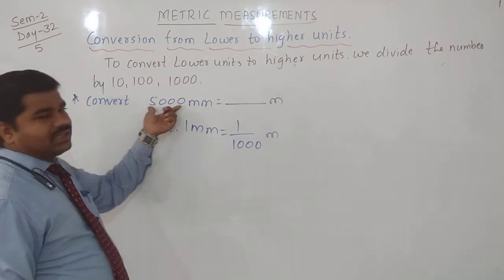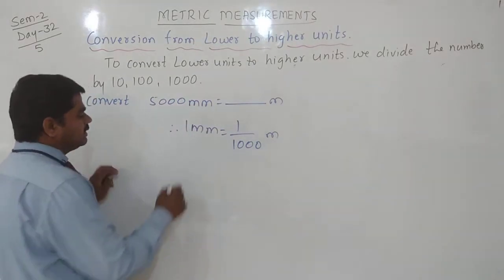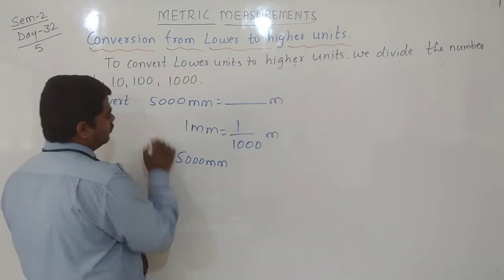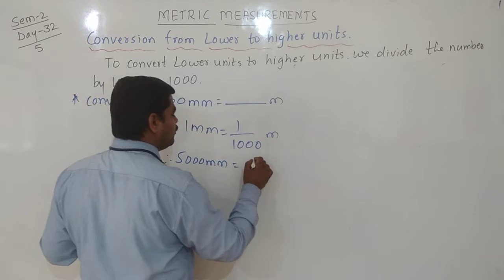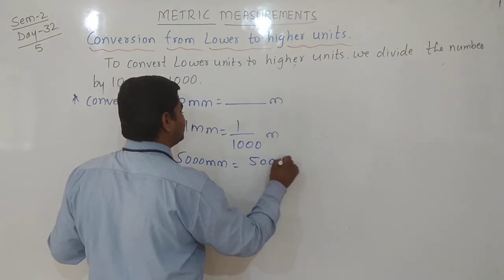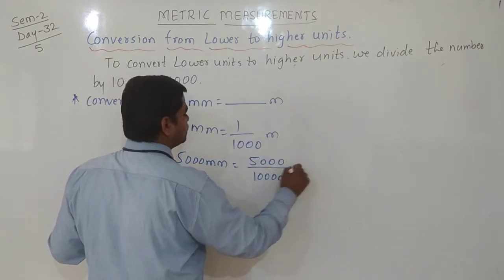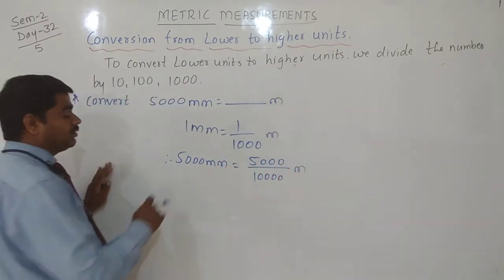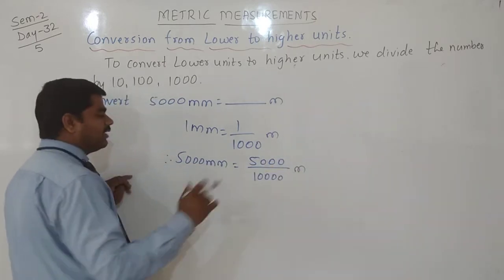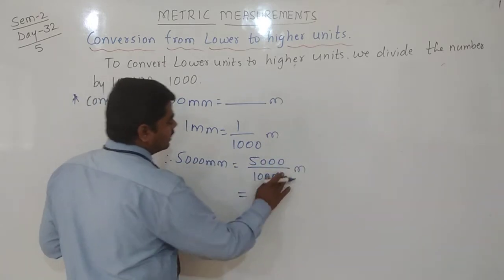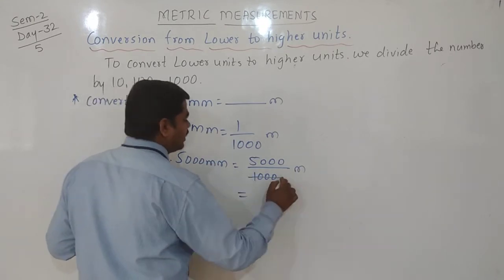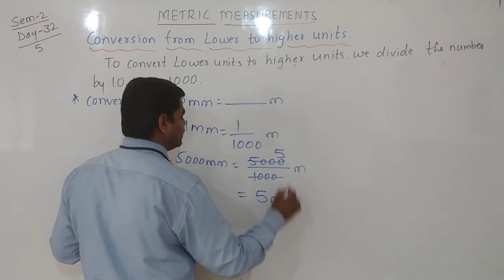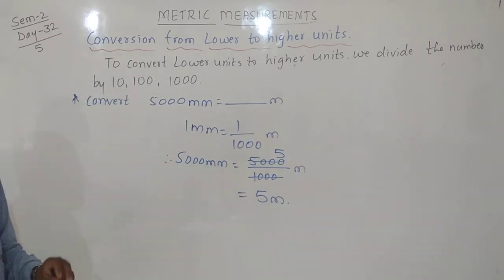Then from this, 5000 divided by 1000 we get: 5000 millimeter is equal to 5000 by 1000 meter. Converting lower units to greater units, we divide it. 1000 one time, 1000 five times. Then we can write 5 meter is the answer.